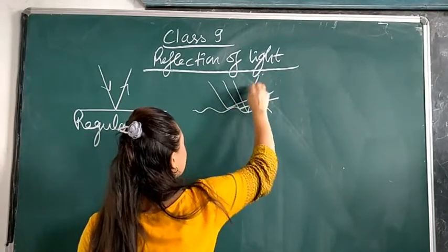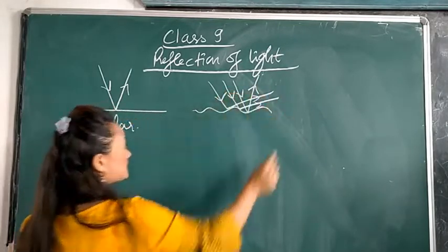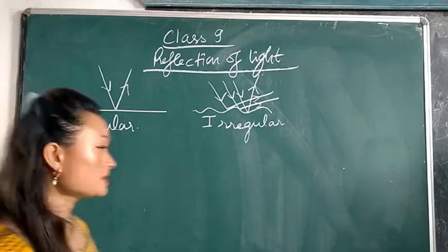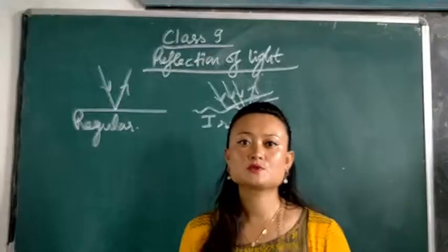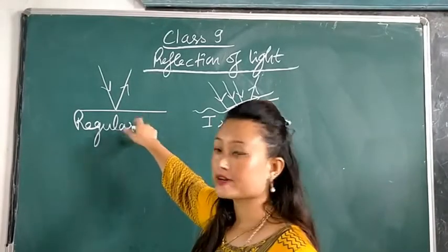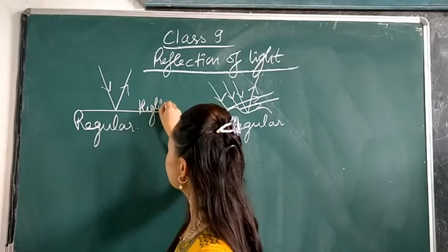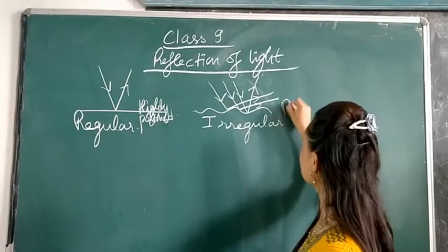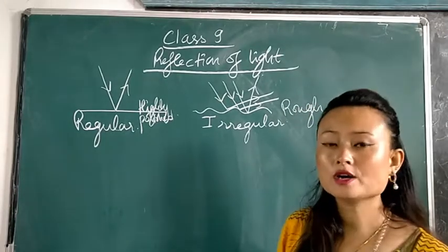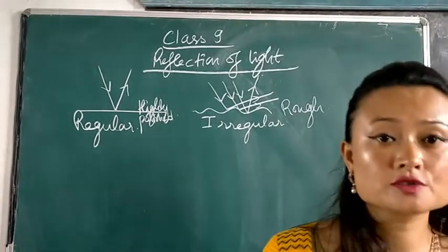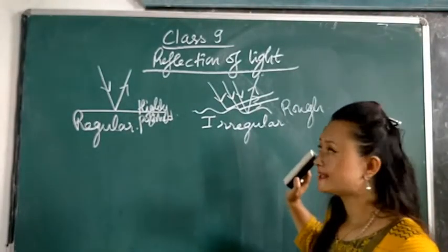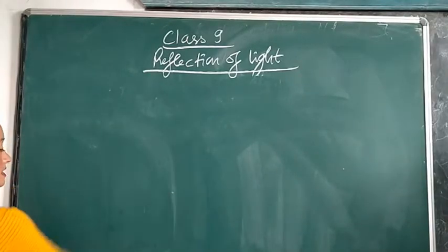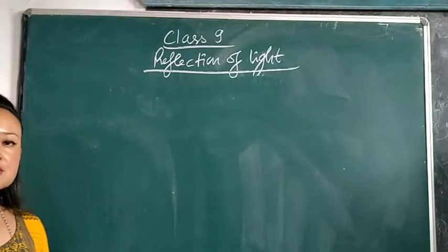In irregular reflection, the ray of light, after reflecting back, goes in all directions. So we discussed regular and irregular. Another difference between regular and irregular is that regular reflection needs a highly polished or smooth surface, and irregular reflection takes place on a rough or diffuse surface, isn't it? And we also discussed that it is because of the irregular reflection that we can see things around us. It helps us to see whatever is around us.